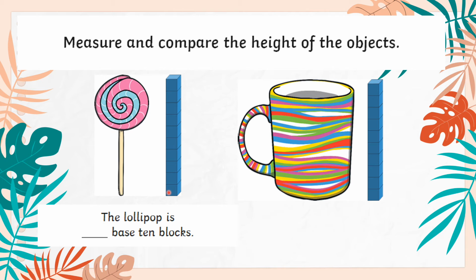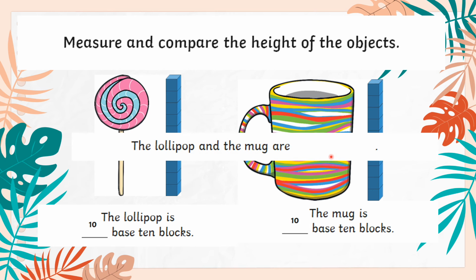Let's count the base 10 blocks. 1, 2, 3, 4, 5, 6, 7, 8, 9, 10. So the lollipop is 10 base 10 blocks. Let's see how many base 10 blocks combine together to make up the height of the mug. 1, 2, 3, 4, 5, 6, 7, 8, 9, 10. These are 10 as well. So 10 base 10 blocks make up the height of the lollipop, and 10 base 10 blocks make up the height of the mug as well.